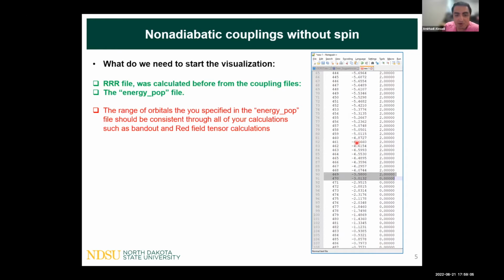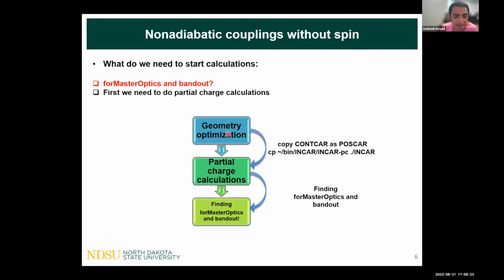The most important point before starting is that the range of the orbitals that you choose should be the same. That includes the energy pop, but we should use the exact range for the coupling calculation and also for the partial charges to generate the needed input files. So we already have RRR, and to have the for master optics and band out file, again, we need the INCAR file out of geometry optimization and use this in the bin directory. After running that, we will have those for master optics and band outs.